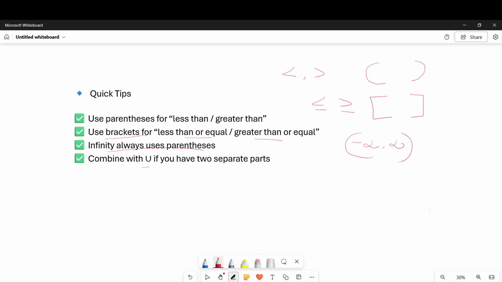Then combine with the union symbol if you have two separate parts. So if you have two separate parts of the inequality or the interval, combine them with the union symbol. Okay, these are the four tips we already discussed previously, but I just want to remind you.